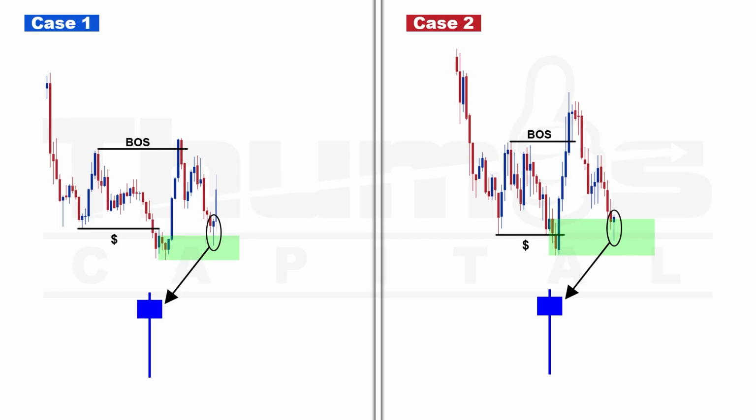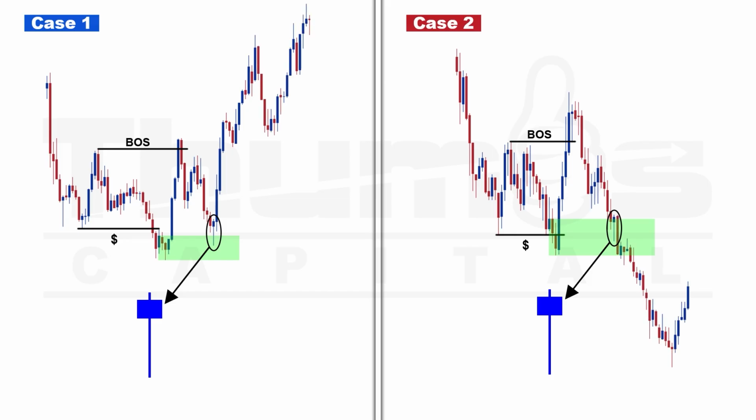We got the reversal in the first case, whereas the retracement turned into a bearish break of structure and a loss for any buyer in the second case. Now let's take a look at why this happened.